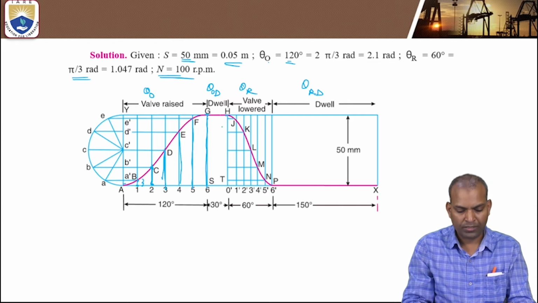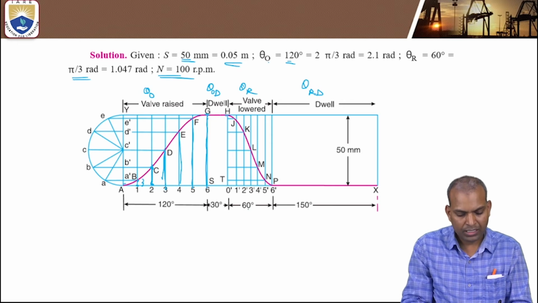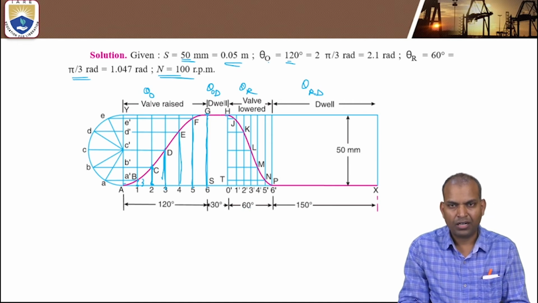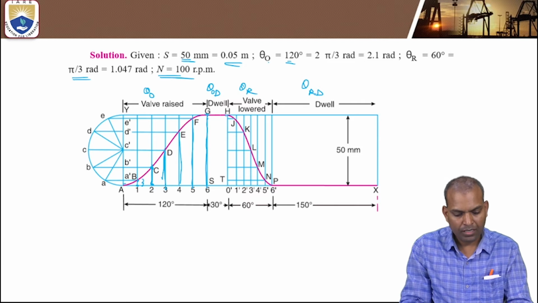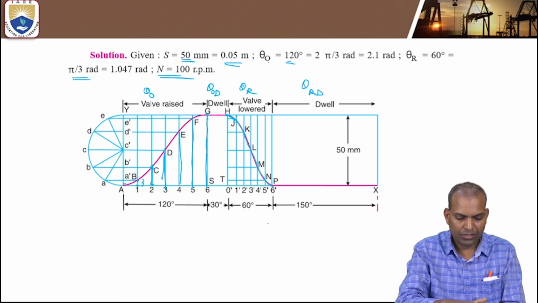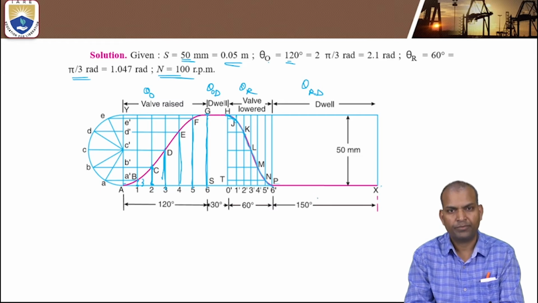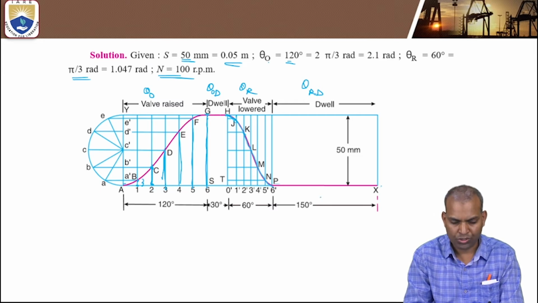Then it starts closing. When the valve is lowered, it means it starts closing. It is 60 degrees, for every 10 degrees of rotation of the cam, it comes closer. How much is it closed? We have to measure the vertical distance. Like that, if you draw, it is completely closed, 50 millimeters. Then it becomes a dwell for 150 degrees of the cam rotation. It remains a dwell, remains closed.